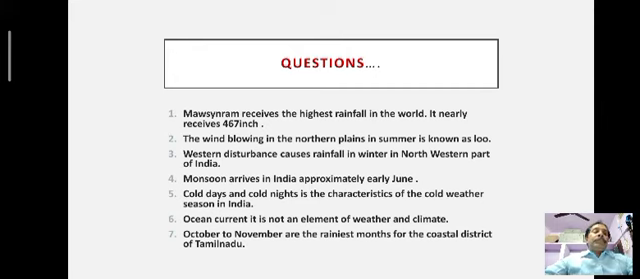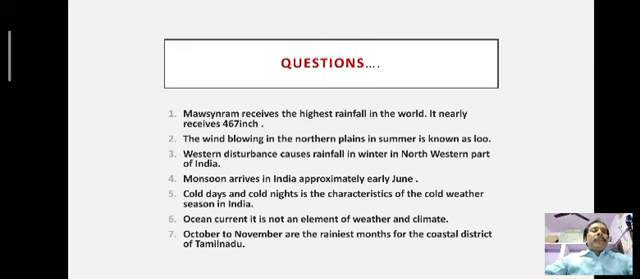Here nearly 467 inch rainfall takes place. So you may convert these inches into centimeters, and I hope it will go more than 1000 centimeters. Okay. Second, the wind blowing in the northern plain in summer is known as Lu.